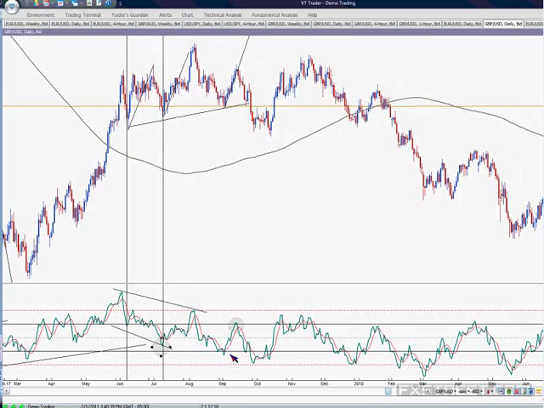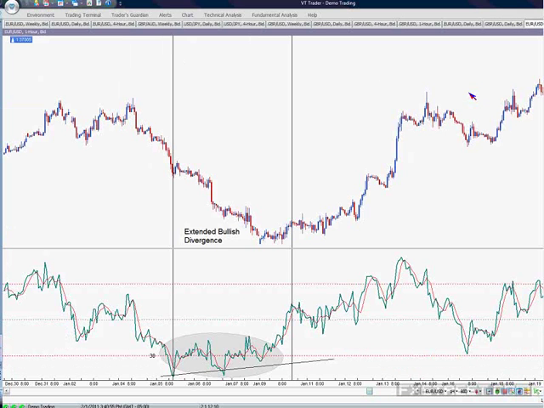The second time around, it didn't work. Let's see if we have some further examples here. Here's the 1 hour time frame of the euro dollar. Let's actually go to our current time frame and see what's going on here.